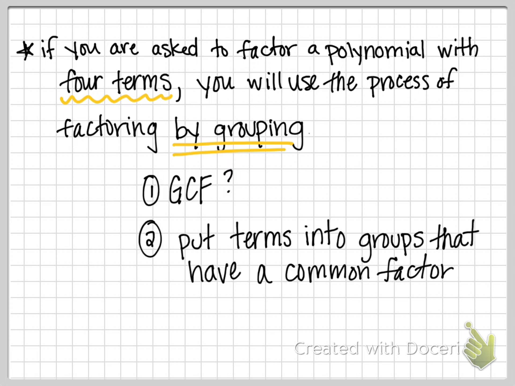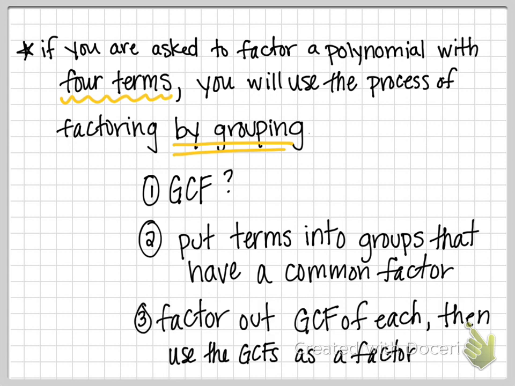So what this looks like, again, is there a GCF? You always have to factor that out first. And then we're going to put terms into groups. So we're going to rearrange, if we need to, the polynomial so that they're near other terms that have a common factor. And then we'll factor out a GCF from each of those groups of terms that have common factors and use the GCFs as a factor.